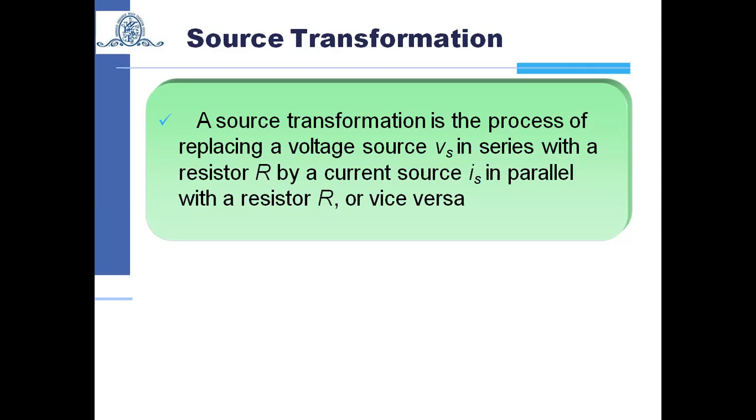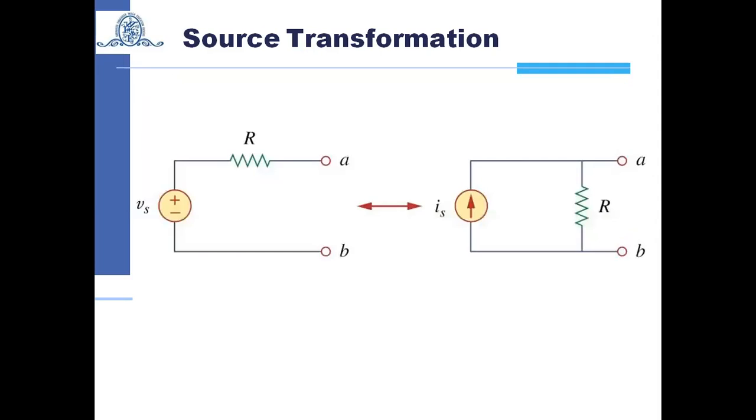So here we can see that by using source transformation, we can convert a voltage source into a current source, and we can convert vice versa. हम वोल्टेज सोर्स को करंट सोर्स में कर सकते हैं या फिर करंट सोर्स को वोल्टेज सोर्स में कर सकते हैं. So here, in the Thevenin circuit, we will get the value of voltage and the value of resistance that will be in series with that voltage source.